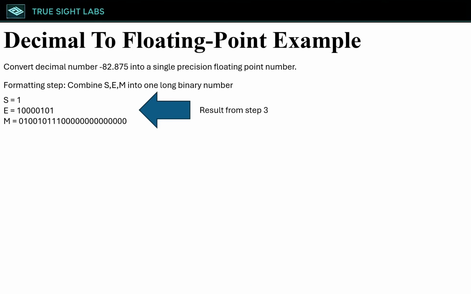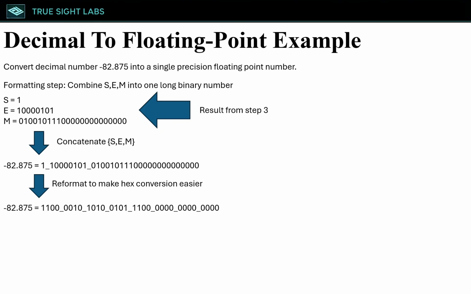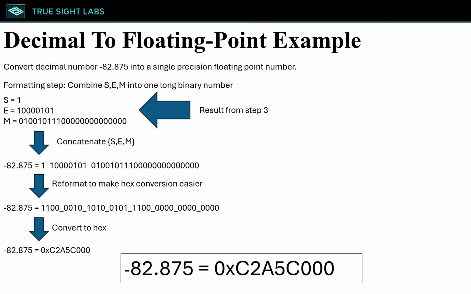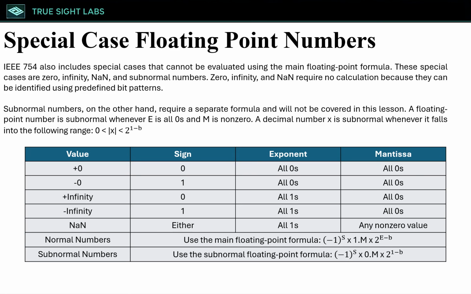The final step is to simply reformat the answer. To do this, we must concatenate S, E, and M, reformat to make hex conversion easier, and finally convert to hex. Once we have done all of that, we finally will have our answer.